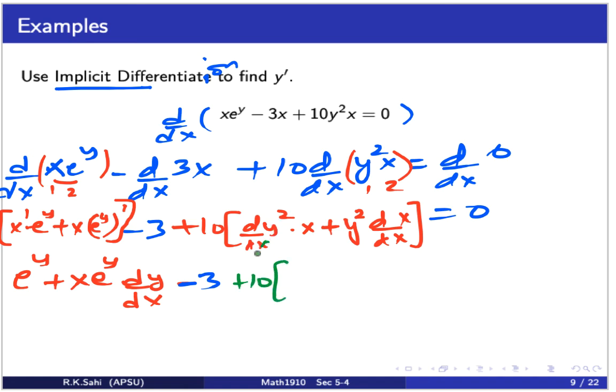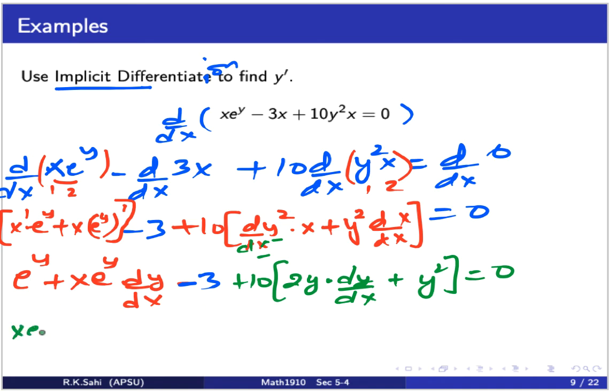Now remember, x and y are not the same. So you do the normal differential, that's 2y, and you multiply by dy by dx. The differential of x with respect to x is 1, plus y squared equals 0. Now remember, gather all the dy by dx's together and put everything else on the right hand side.